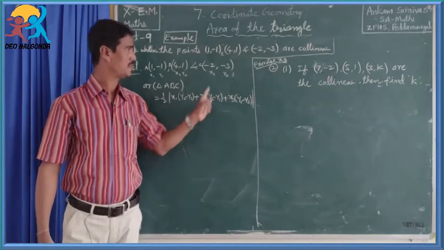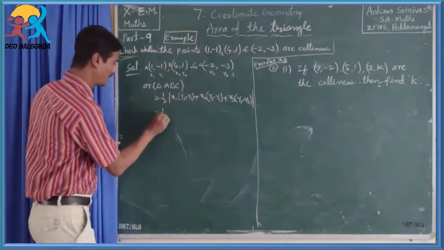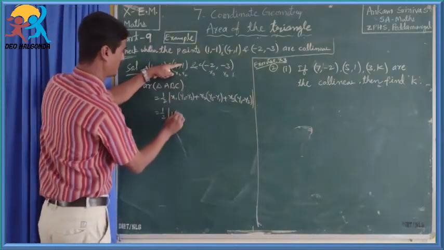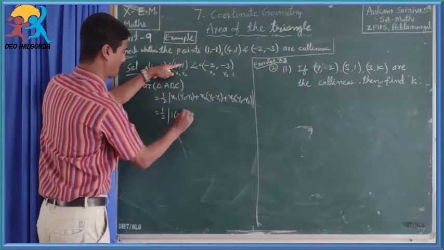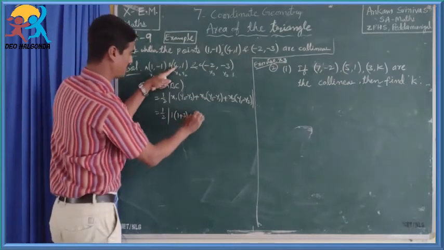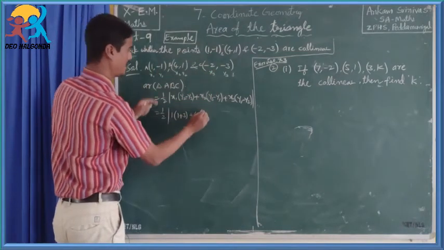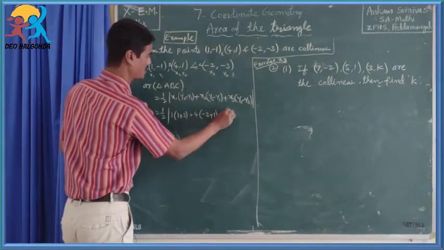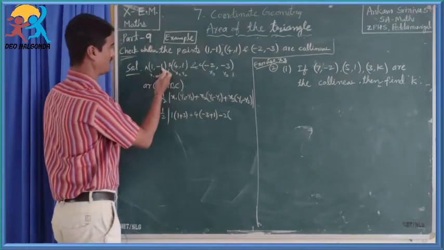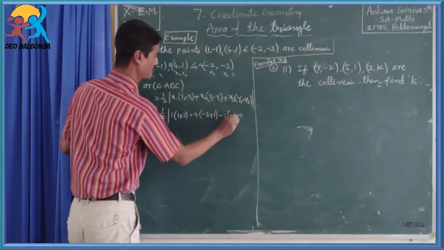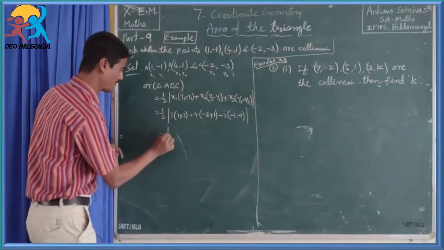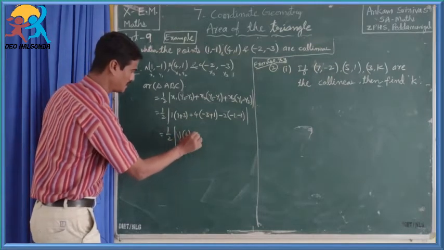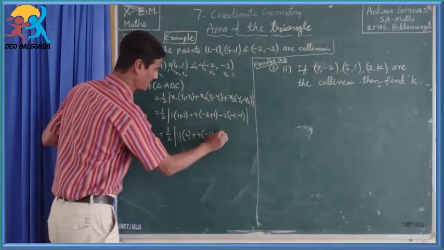If we get 0, they become collinear. Let's see. 1/2 of x1(y2 - y3) plus x2(y3 - y1) plus x3(y1 - y2). Then we will get 1 by 2 of 1(3 + 1), 4 plus 4(-2), minus 2 of minus 2.